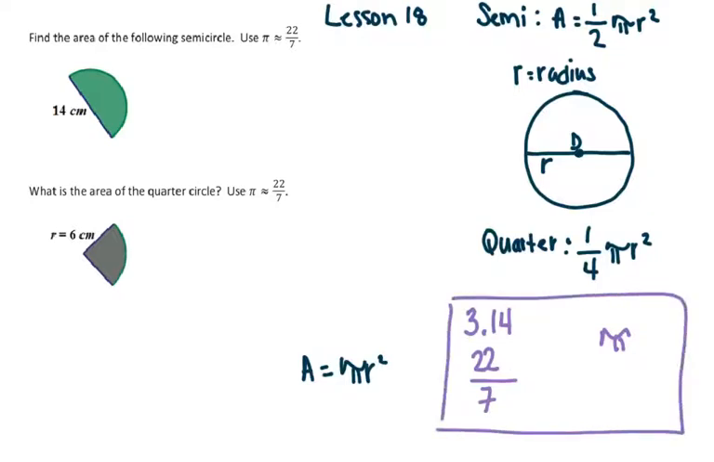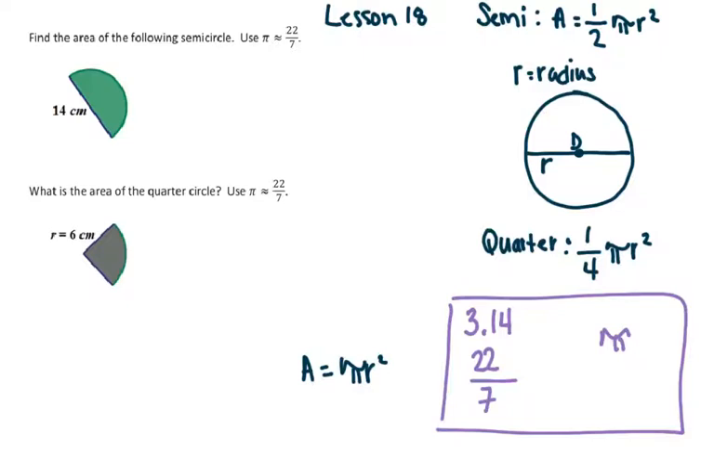So I've written for you how we find the area of a semicircle. I've written for you how we find the area of a quarter circle. And then I've written for you how we find the area of a circle in general. So we're going to jump in and get started with this first problem. It says, find the area of the following semicircle.